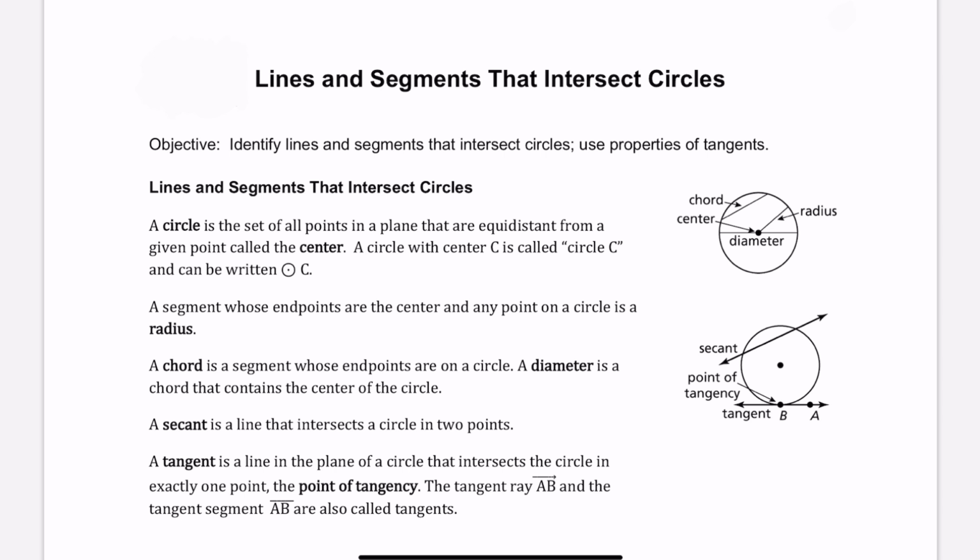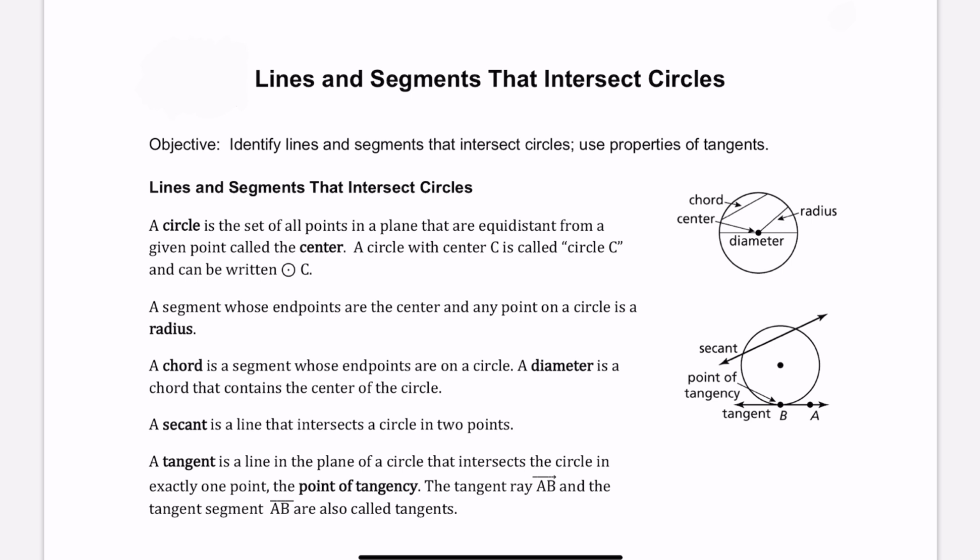Now, a chord is a segment where the endpoints are exactly on the circle. A diameter is a chord that goes straight through the center of the circle, and it is exactly twice as long as a radius. So a radius is here. If I have two of those together, it's going to go through the center of the circle, and it will be twice the length of the radius.